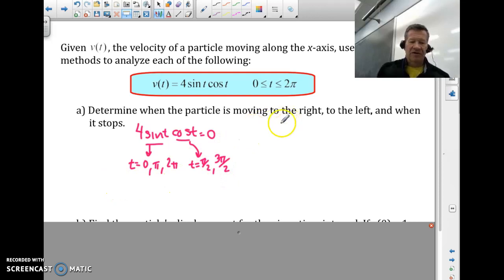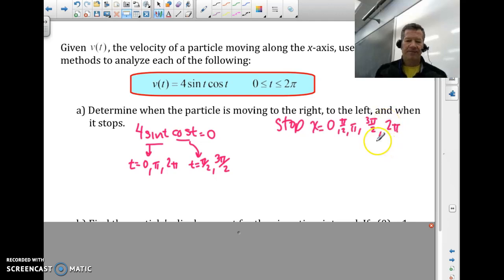So the particle is going to stop at all of those times because the velocity is 0. So it's going to stop at, and I shouldn't put parentheses, these aren't going to be ordered pairs, it's going to stop at x equals all of these: 0, if I put them in order, pi over 2, pi, 3 pi over 2, and then at the very end at 2 pi.